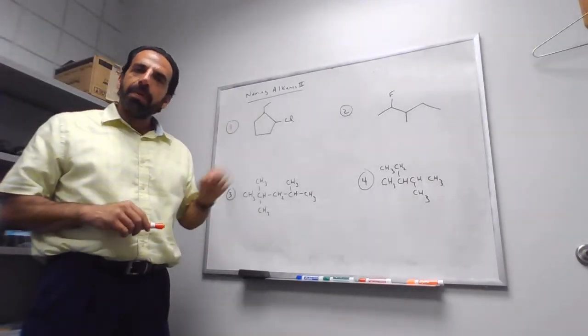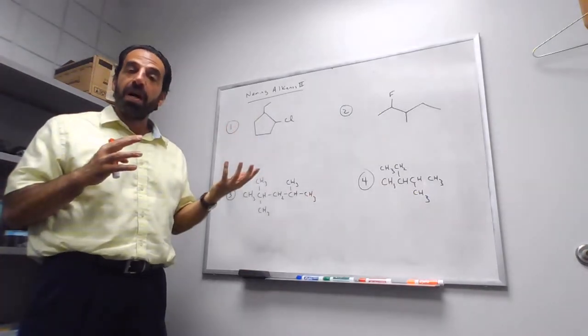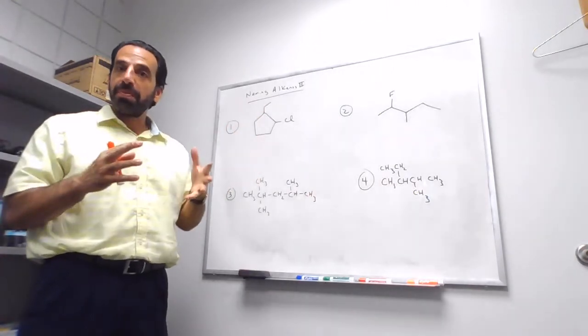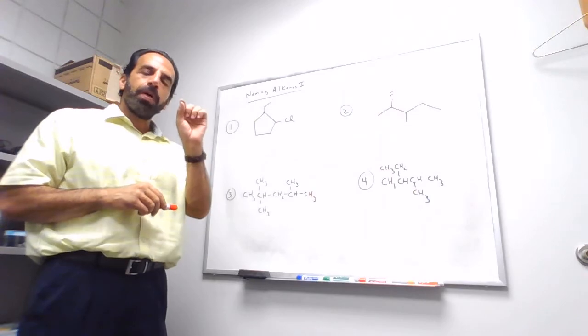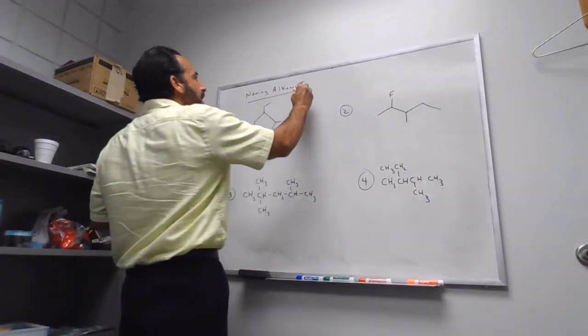Let's continue with naming more alkanes. In this case, what I've done is I put a couple of substituents on there. For part one, I only put one substituent. I'll put a couple in here, so we're going to name them a little bit differently. A couple of things. We want to name these alphabetically.